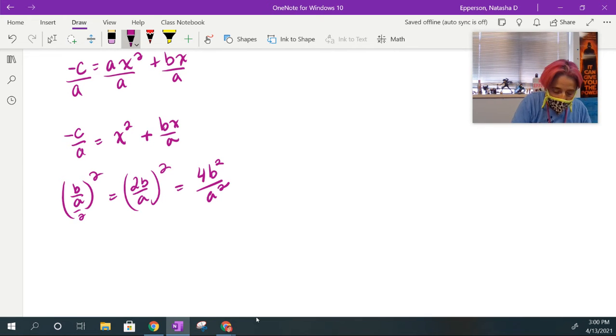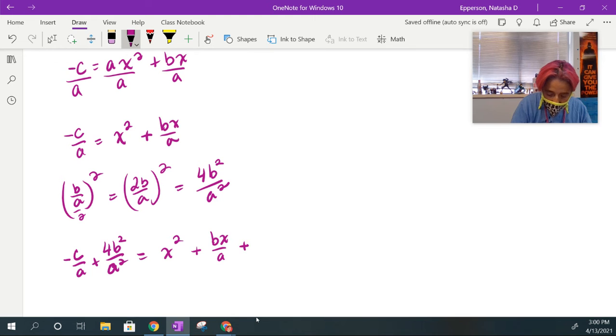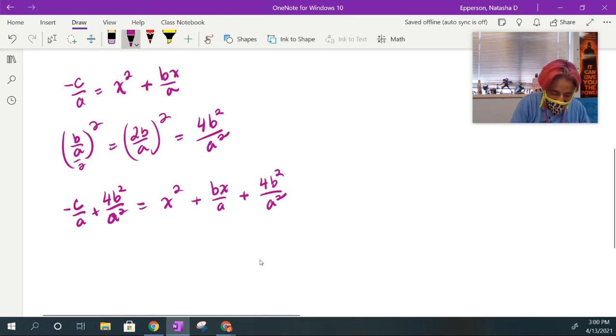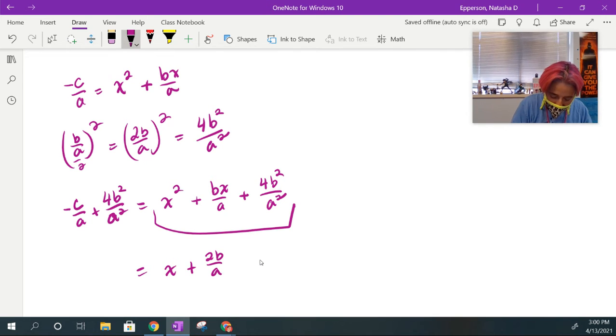All right, now we're going to add this to both sides of our equation. So this is negative c over a plus 4b squared over a squared. It's going to be equal to x squared plus bx over a plus 4b squared over a squared. Whee! Man, this gets really gross. All right, this over here is a perfect square trinomial. So this is going to become x plus 2b over a, and that's squared.